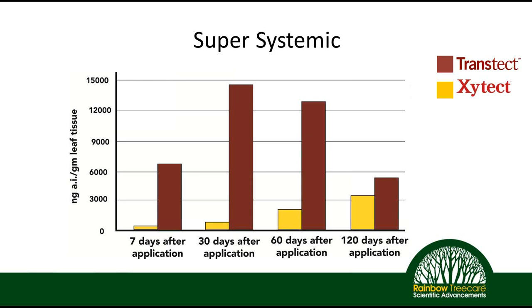Now I do have to note that as a science person over here, there are different thresholds for targeting different insects, so both are effective when targeted against specific insects, and usually effective after that 30-day mark for Zytec. But I did want to point out how much physical grams of product, or nanograms in this case, of active gets into the leaf tissue over what time period.